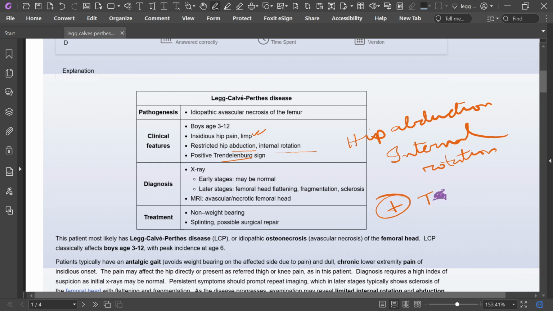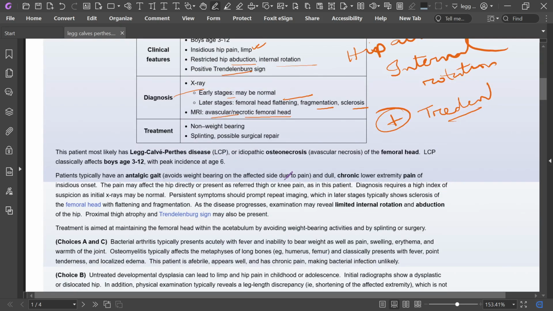This is another high-yield topic: the positive Trendelenburg sign. In X-ray, early changes may be normal. In the later stage, there may be femoral head flattening, fragmentation, and sclerosis. MRI shows an avascular or necrotic femoral head. Treatment is non-weight bearing and splinting.